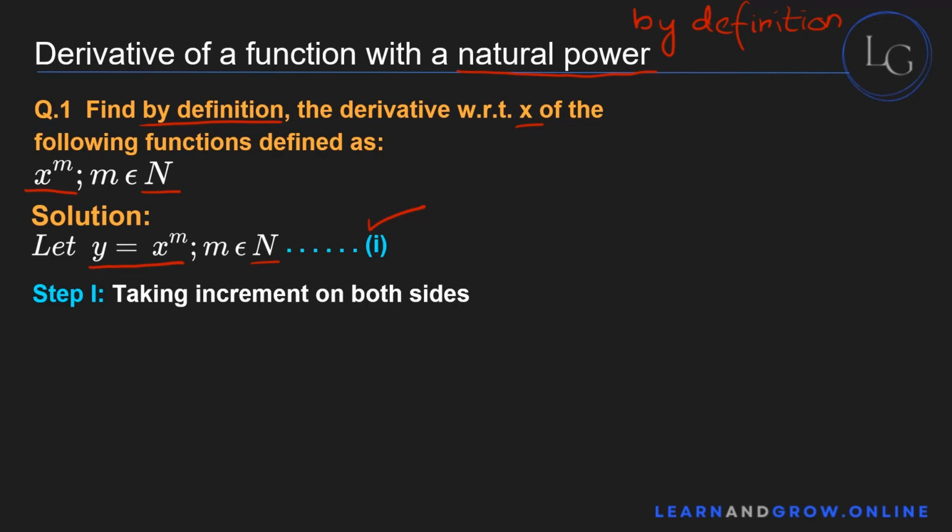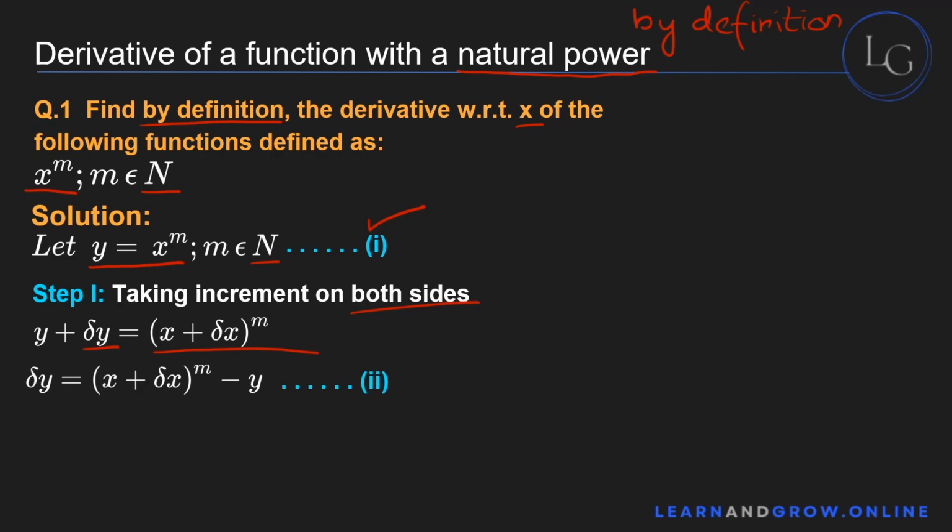So the first step was to take the increment on both sides. So y will become y plus delta y, and any x on the right hand side will become x plus delta x. So x to the power m will become x plus delta x to the power m. And we'll take this y to the right hand side, so this y will become negative y over here, and so this is equation number 2.